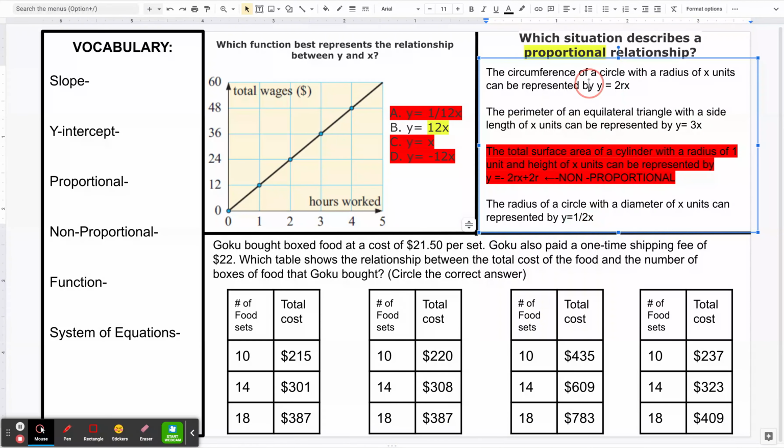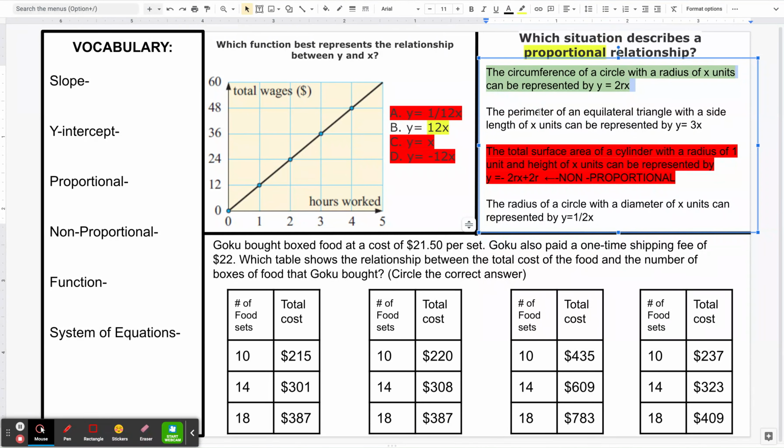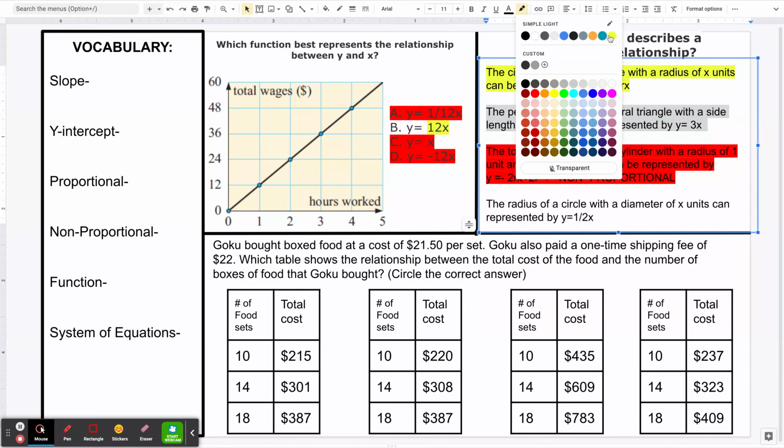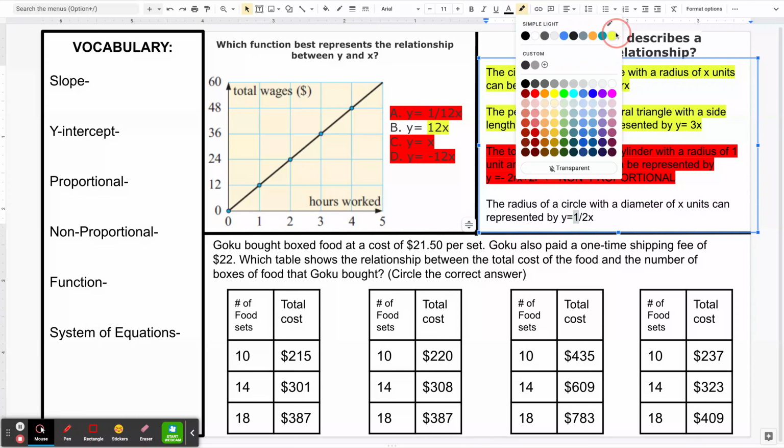These three are the proportional problems. So any of these or all of these would be the correct answer. But as a team, we're probably going to get rid of this one because it was tricky, but not impossible.